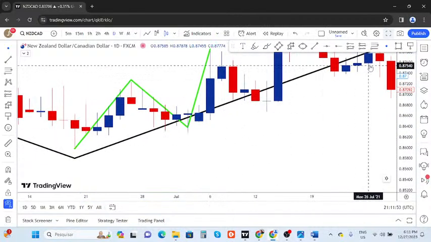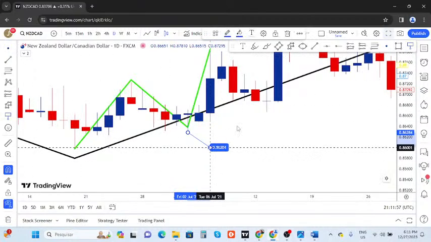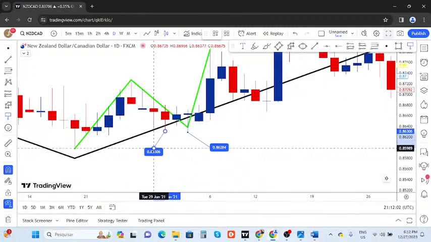We have to always confirm. We don't want to confirm with our eyes. We don't want to just look at the market and say, oh, it is a low.